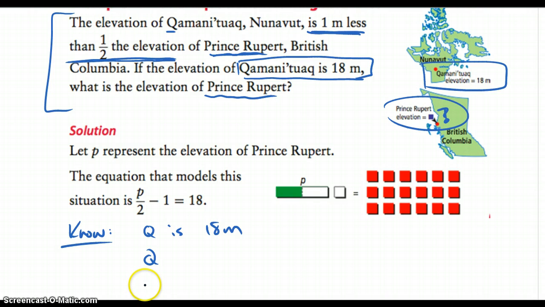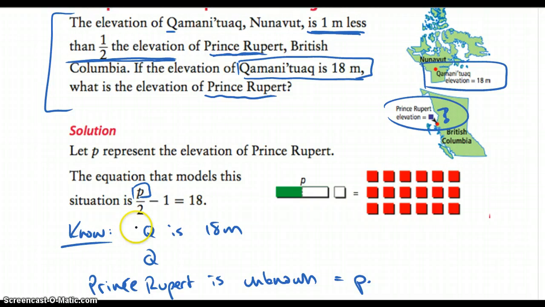It's important to acknowledge here that Rupert is unknown. And actually, sorry, it's Prince Rupert. So we're going to call that P, and that's what they did in the question here. That's why we're calling it Prince Rupert. We're going to use the variable P. So we know that Q-Town is 18 meters. We know that Prince Rupert is unknown so far. We're going to find that out. We also know that Q is 1 meter less than half the elevation of Prince Rupert.